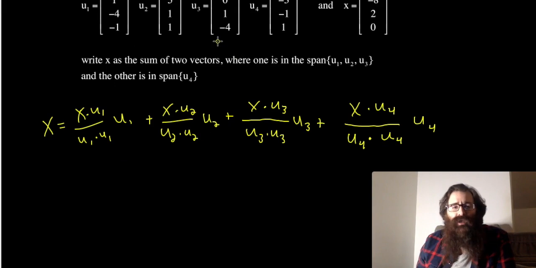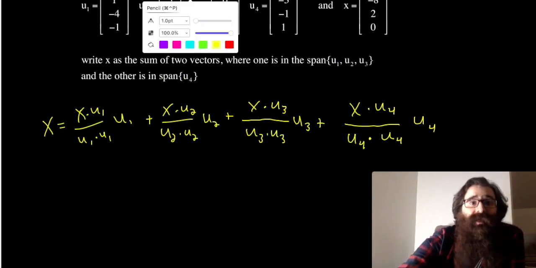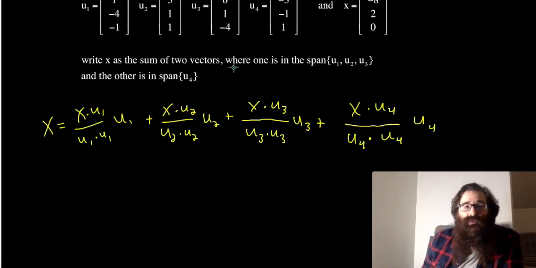Now, I skipped over the question, but I wanted to do this part first to write out this linear combination, so now we can talk about this. We want to write x as the sum of two vectors, where one vector is in the span of u1, u2, and u3, and the other vector is in the span of u4. Now, you could do this the fast way or the slower way, and either is fine. You could actually build this entire description here. But let me show you a bit of a trick.